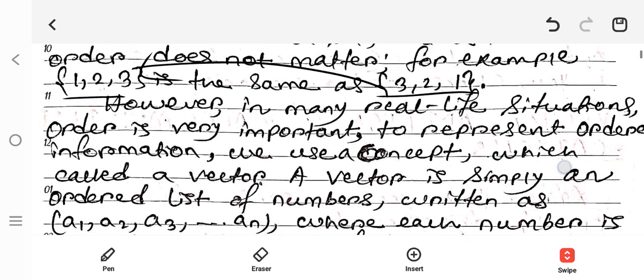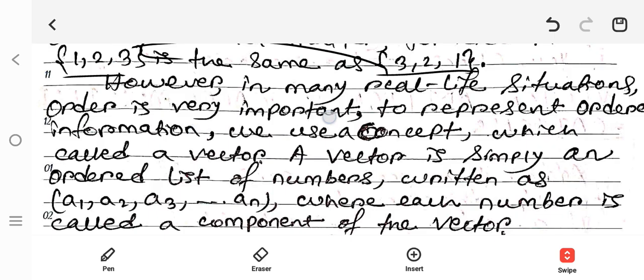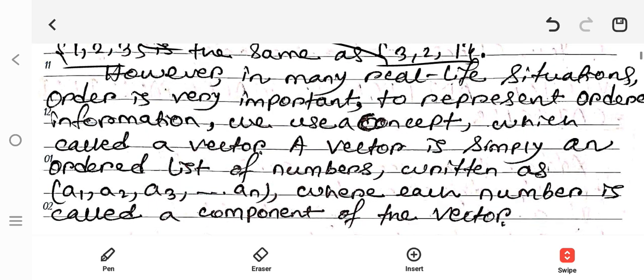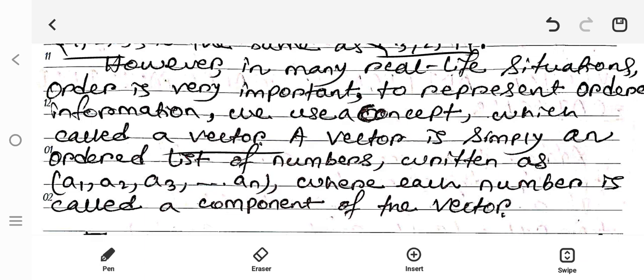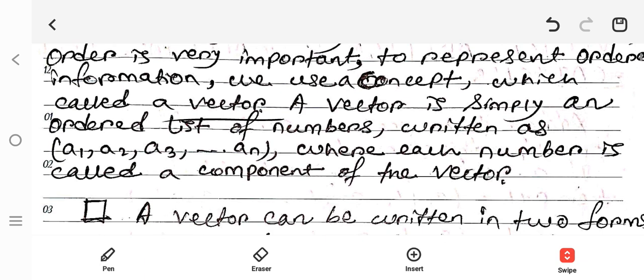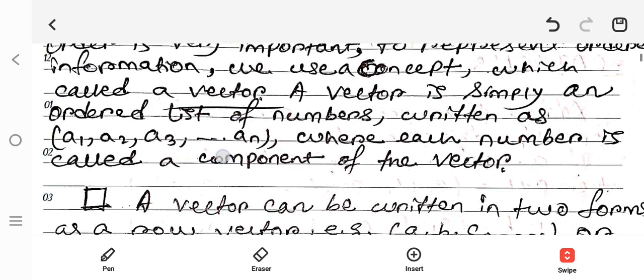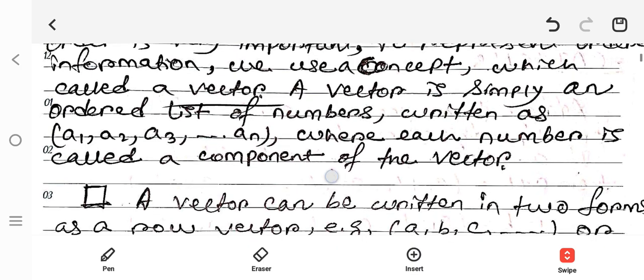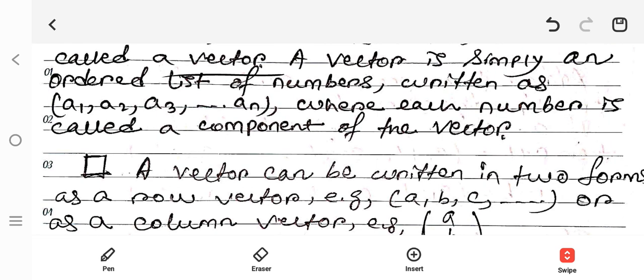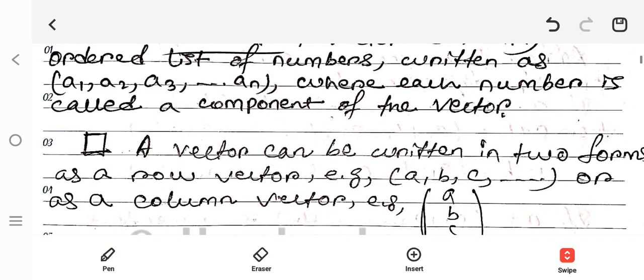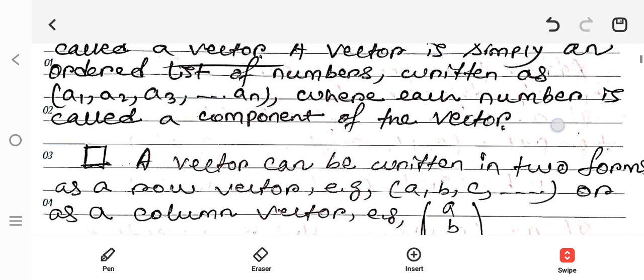In many real life situations, order is very important to represent order information. So we use a concept which is called a vector. So a vector is simply an ordered list of numbers written like this: a1, a2, a3 up to n terms, where each number is called a component of that vector. So a1, a2, a3 and each of them are components of our vector, right? So here the order matters.